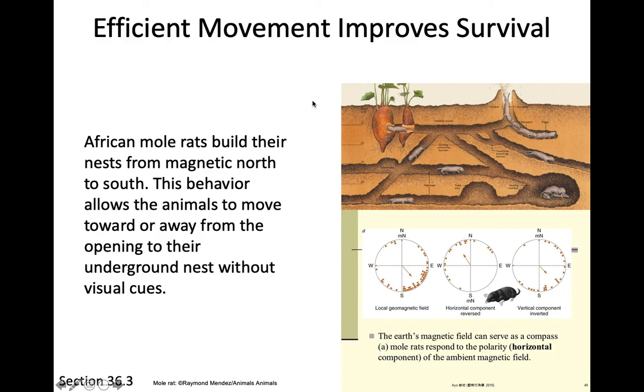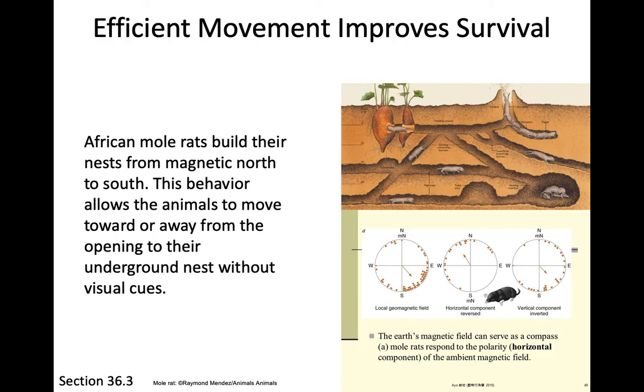Some organisms use magnetic orientation to know where they're at. They have a little compass inside of their head that tells them north, south, east, and west, up and down. This is particularly useful for organisms that live in the ground. If you live underneath the ground, there really isn't an up or a down. If you live in the water, there really isn't an up or a down. It's a 360-degree environment. You can go any way you want at any given time.